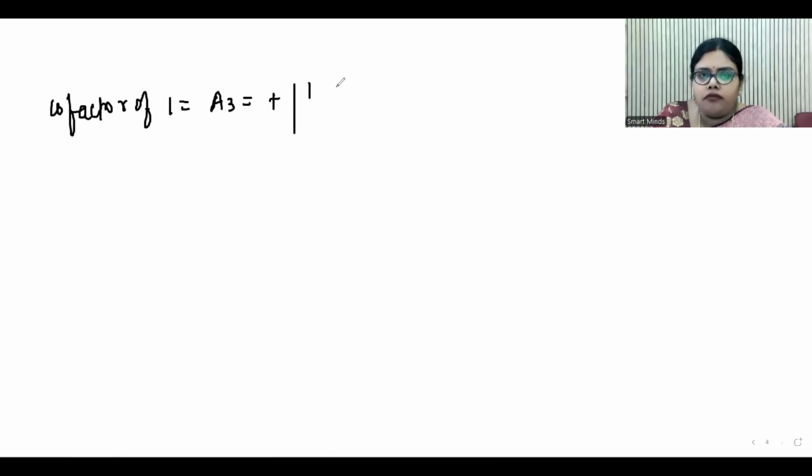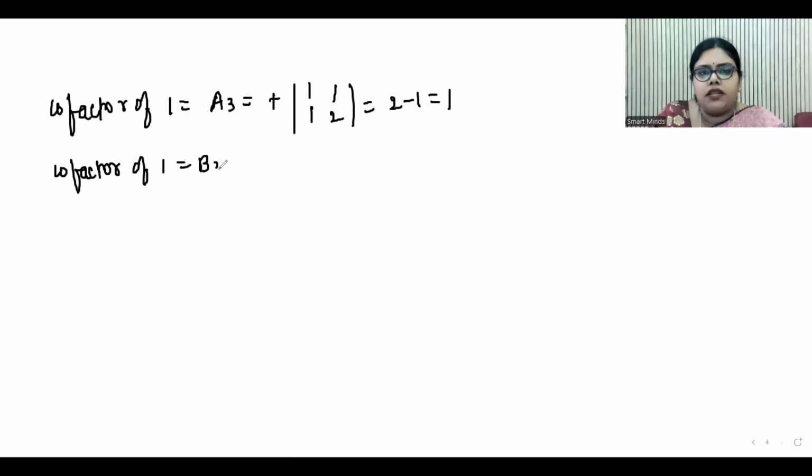So this is 1, 1, 1, 2. 2 minus 1 is 1. Next cofactor of 0. Let us name it as B3. That is minus of 2, 1, 1, 2. That is minus of 4 minus 1, which is equal to minus 3.